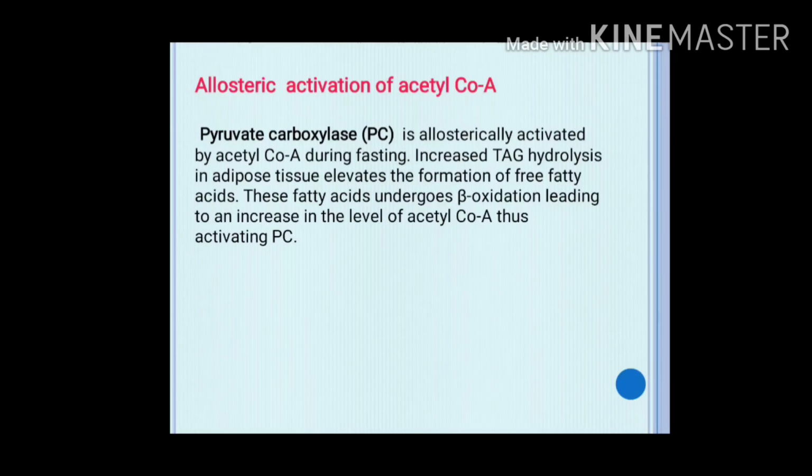Another one is the allosteric activation by acetyl-CoA. Pyruvate carboxylase, which is carboxylating pyruvate to form oxaloacetate, is allosterically activated by acetyl-CoA during fasting. Increased triacylglycerol hydrolysis elevates the formation of free fatty acids during fasting, and these free fatty acids then undergo beta oxidation, which leads to an increase of the acetyl-CoA level. So thus acetyl-CoA now activates pyruvate carboxylase.